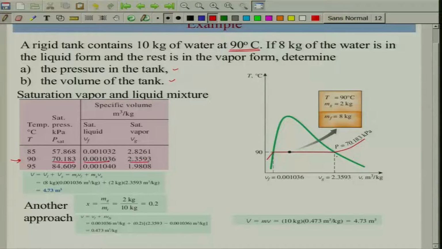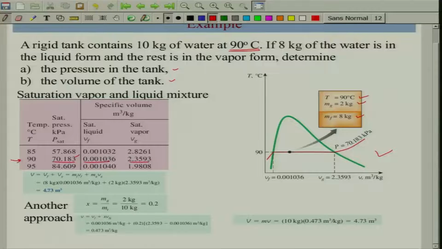This corresponds to this kind of situation where you have 90 degrees and this is the isobar and this is the pressure, and somewhere here the system is at these conditions: 90 degrees Celsius, the vapor mass is 2 kg and the liquid mass is 8 kg. So, I need to find out the pressure in the tank. Pressure of course corresponds directly to the saturation pressure, because it is a two phase system, that is, the vapor and liquid in coexistence.